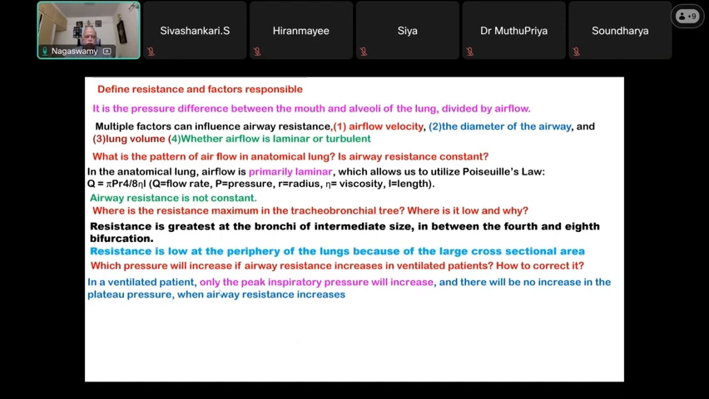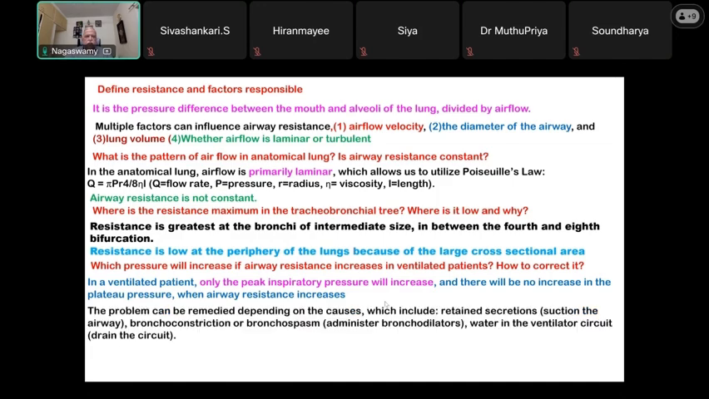So in a ventilated patient, only the peak inspiratory pressure will increase, and there will be no increase in the plateau pressure when airway resistance increases. And the problem can be remedied depending upon the cause, which include retained secretions which can be removed, or bronchospasm where you have to administer bronchodilators, or water in the ventilator circuit which you have to drain.